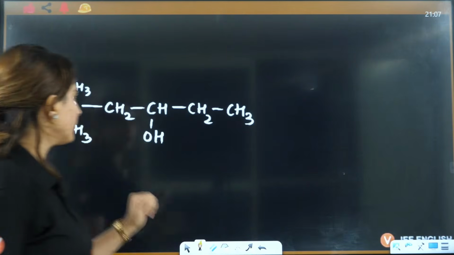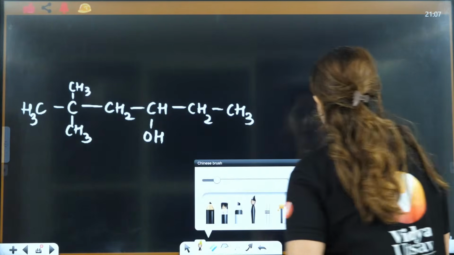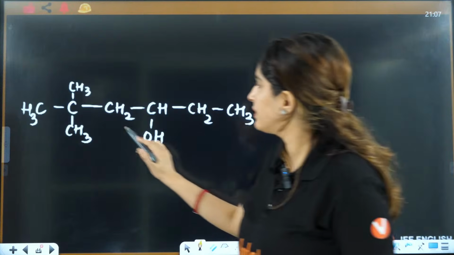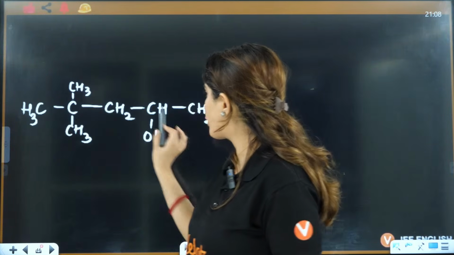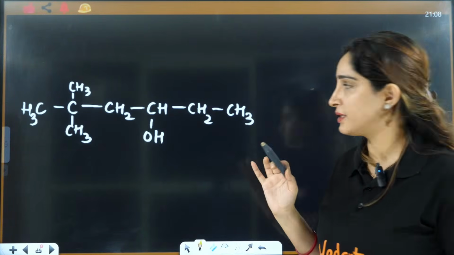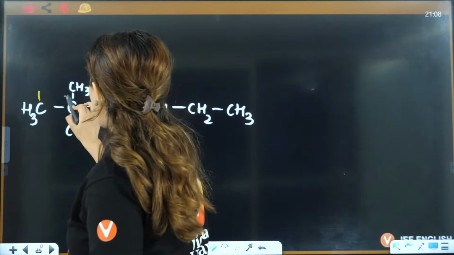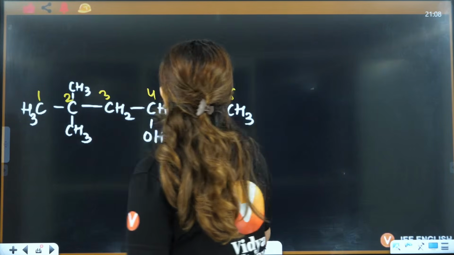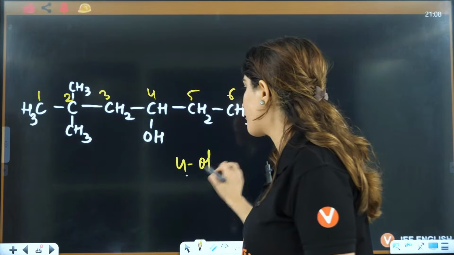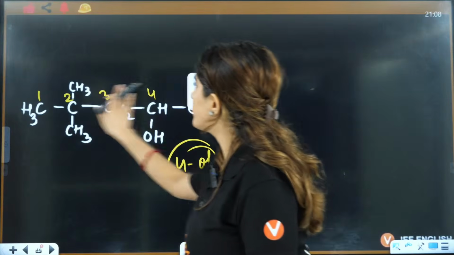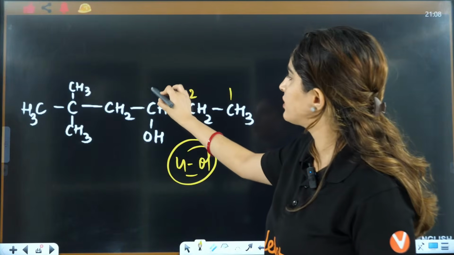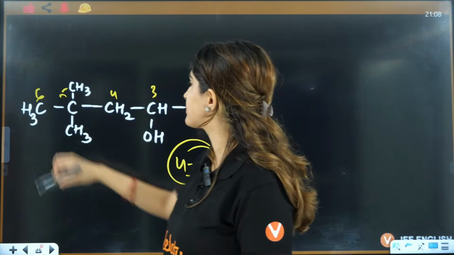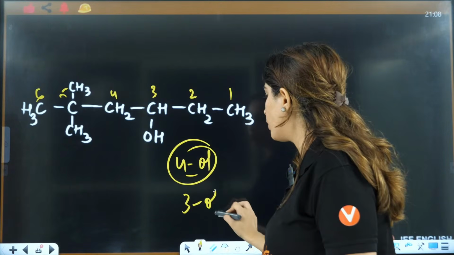Next, now let's see this one. How do you write it? If you see this here, how do you number it? There are 2 possibilities here. Either you number 1, 2, 3, 4, 5 and 6, here alcohol will have 4 ol. Or you number it like this, 1, 2, 3, 4, 5, 6. Here you will have 3 ol.